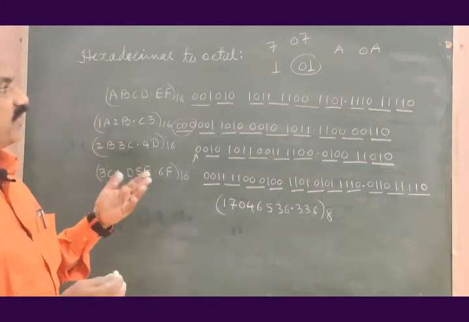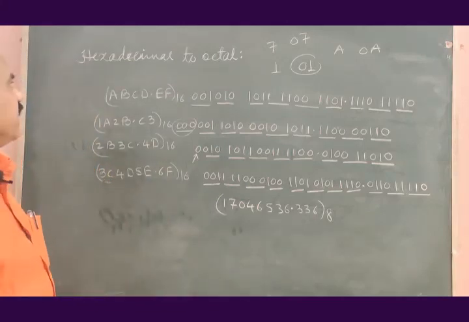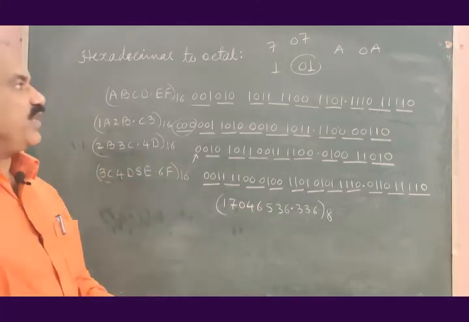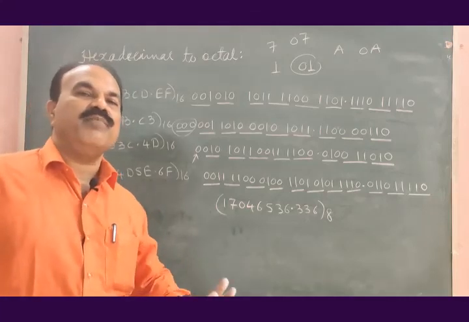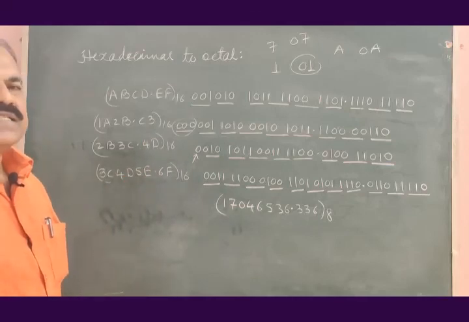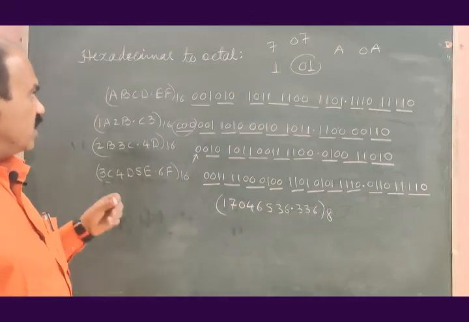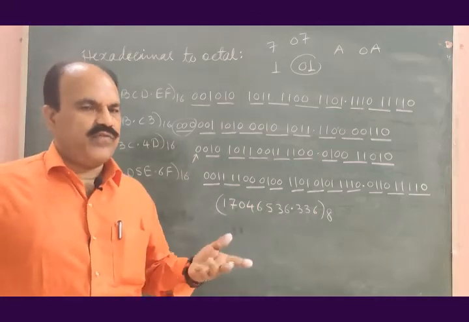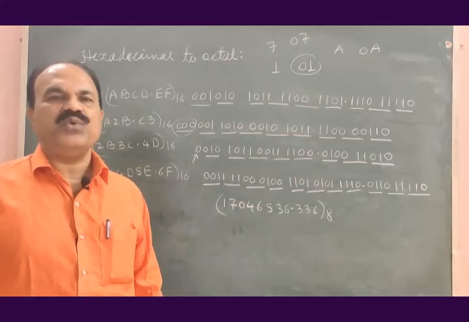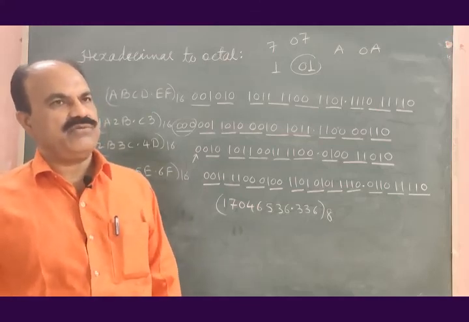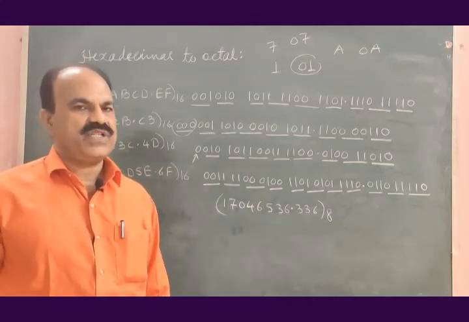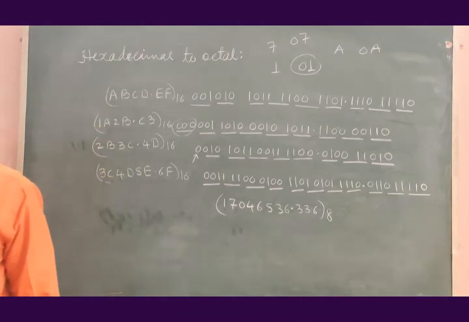This way you can perform conversion of any hexadecimal number to an octal number. Earlier we converted octal numbers to hexadecimal numbers, and this is the way of converting hexadecimal numbers to octal numbers. A few more methods are left: decimal to hexadecimal, hexadecimal to decimal, and after that a few more may be there. We shall discuss this in the next lecture. Thank you.